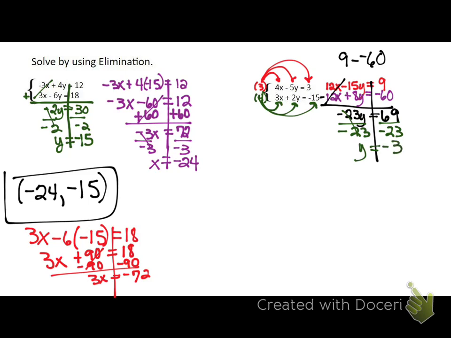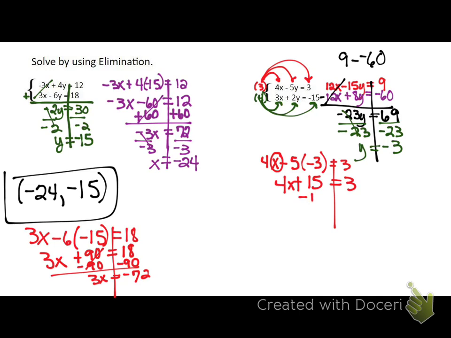Okay. Now let's find x. Top equation, bottom equation? Up top. Top. Okay, so we have 4x minus 5, substitute negative 3, equals 3. Okay. Solving for x. What's my next step? Plus 15. So 4x plus 15 equals 3.